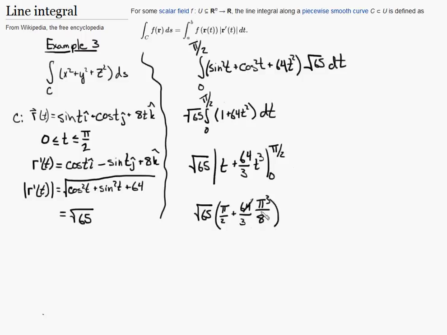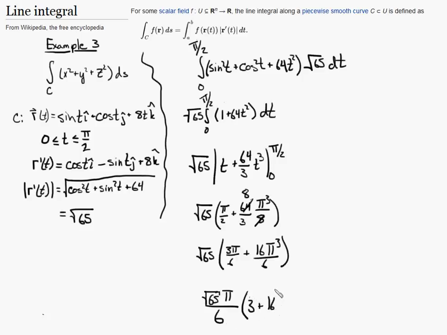And this will factor out an 8. Then we'll make a common denominator: 3 pi over 6, and here 16 pi cubed over 6. And then we can factor out a pi over 6 common in both of them. The result is 65 pi over 6 times 3 plus 16 pi squared.